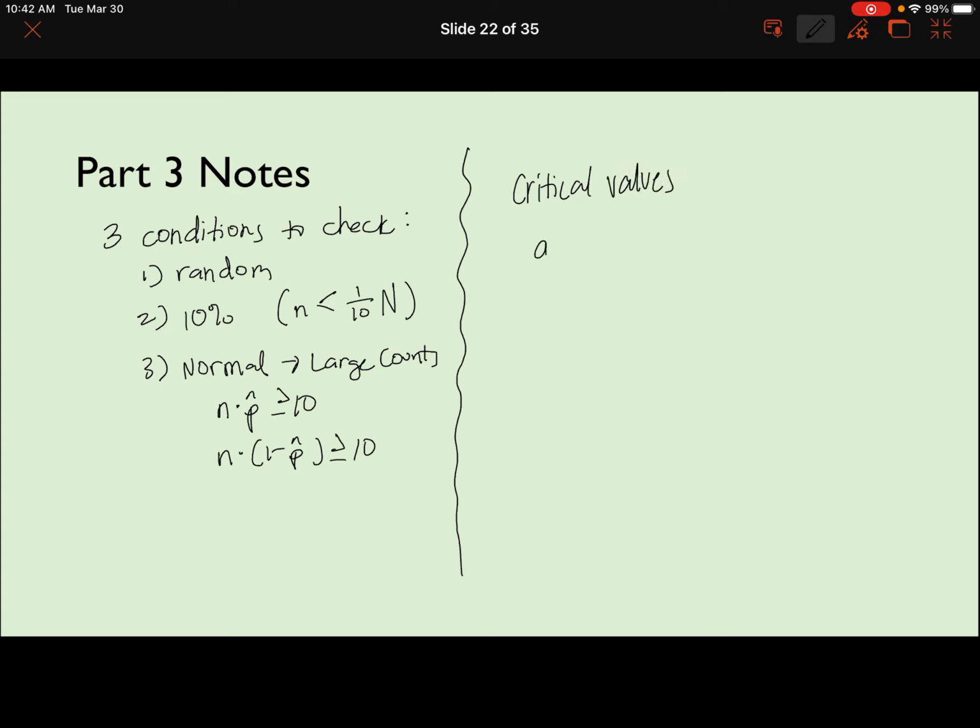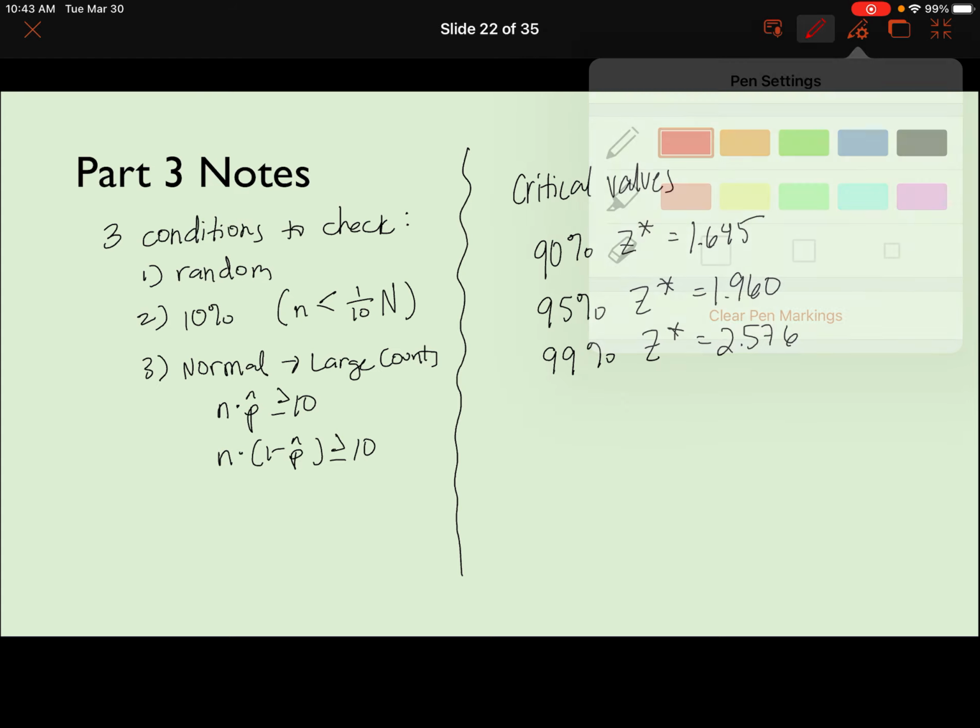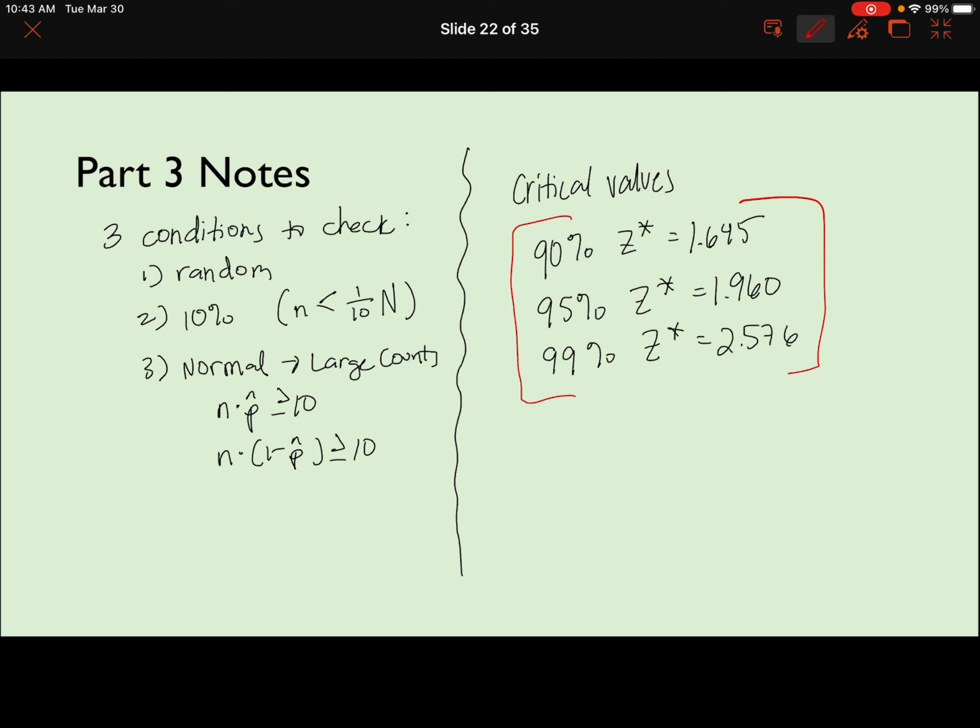A few common ones, and these just might come in handy. For 90%, the critical value, which I write as Z star, is 1.645. For 95%, the critical value is 1.960. For 99%, your critical value is 2.576. So these are just handy. If you have these written down somewhere, you just won't have to use inverse normal every single time.